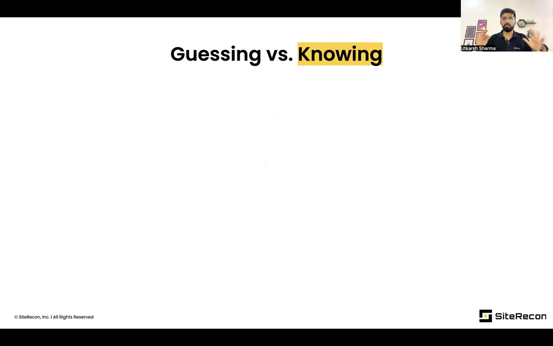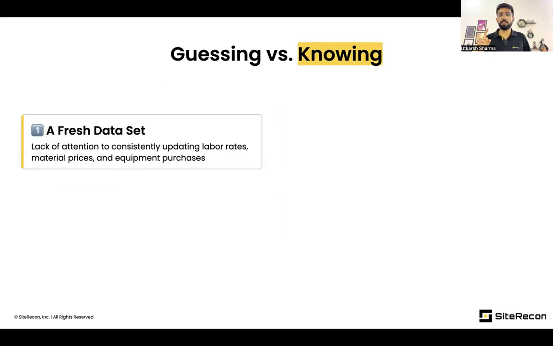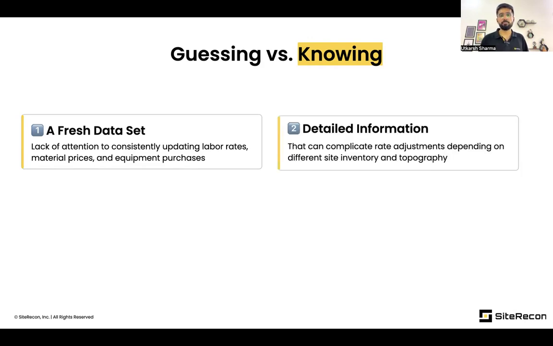All right, Utkarsh, all of that is just scary stuff. But what's the way out? We want to go from guessing to knowing. First step there is, let's get a fresh data set into place. Let's start updating our labor rates every quarter. Let's start updating our material prices every quarter, and equipment purchases once a year. Once we have fresh data, at least some of the inputs are under control.